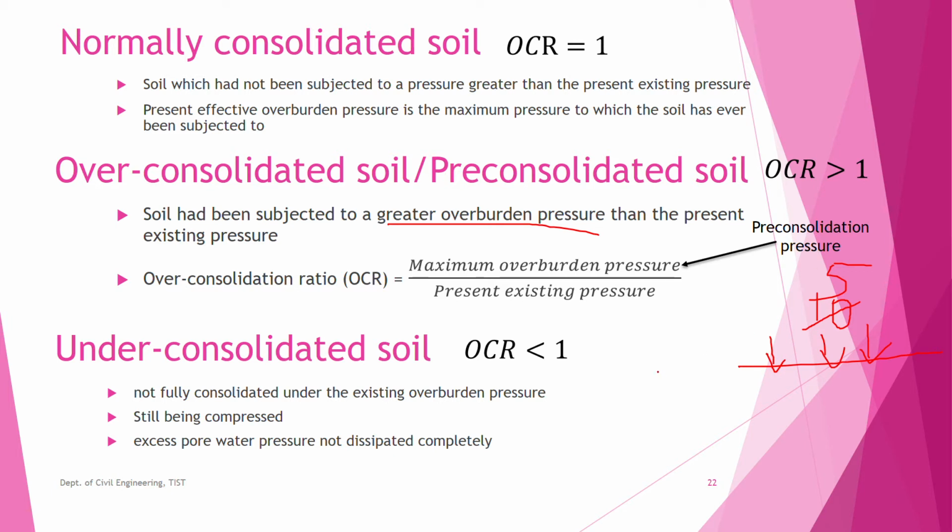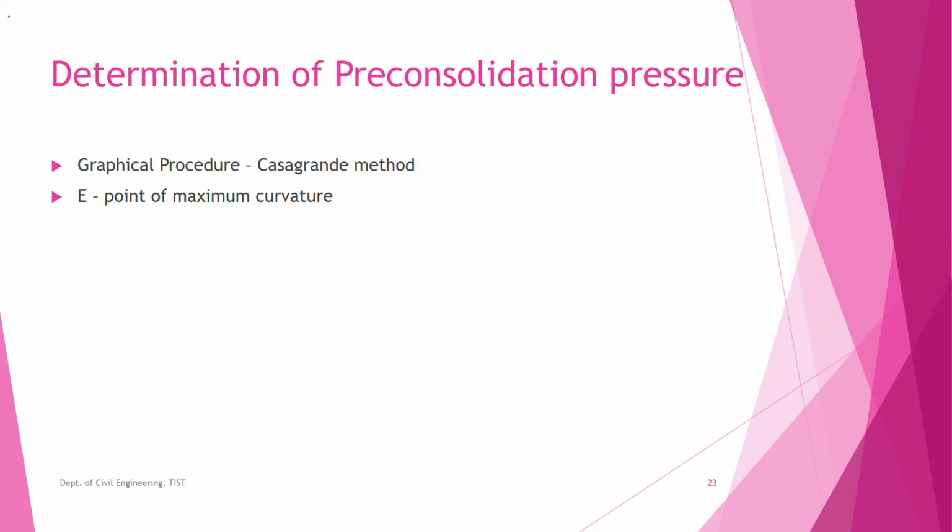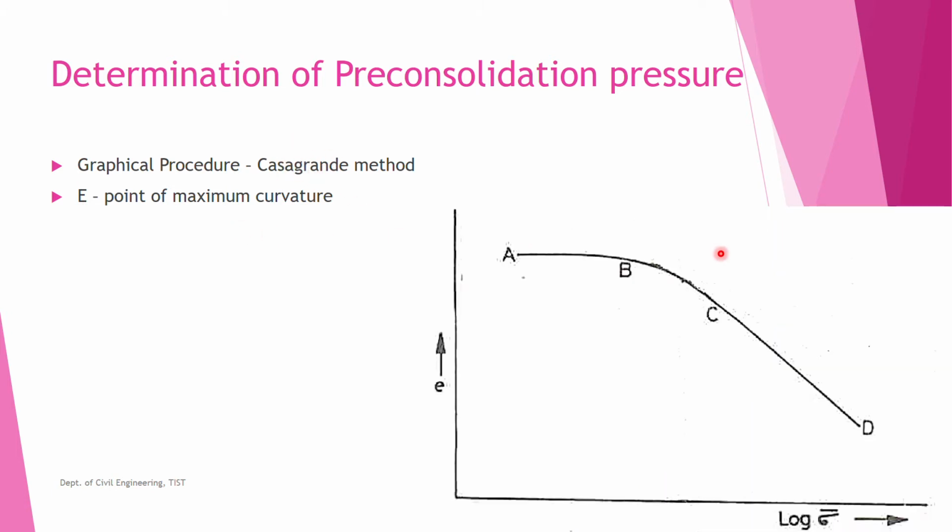The next topic is the determination of preconsolidation pressure, and this can be determined using a graphical procedure known as the Casagrande method. It was put forward by Casagrande, and this is the curve between the void ratio and the overburden pressure. This is the plot obtained from a consolidation test, and from this curve you can find out the preconsolidation pressure using a graphical method.